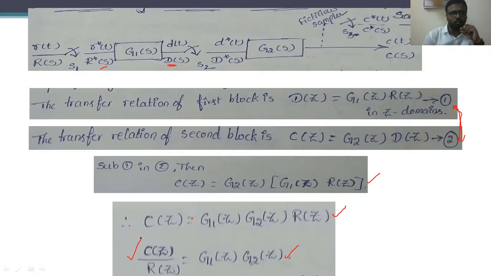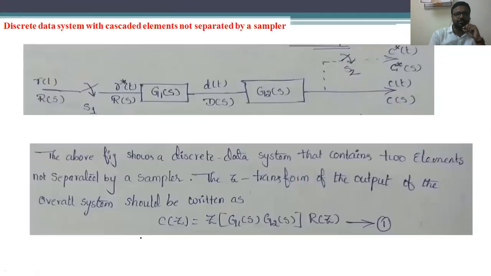Okay, this is the pulse transfer function for one type of discrete data system. Next, we are going to move on to another type of discrete data system, that is, discrete data systems with cascaded elements but not separated by a sampler. We are going to discuss the discrete data systems which are placed in the cascaded position, but these two elements are not separated by a sampler.